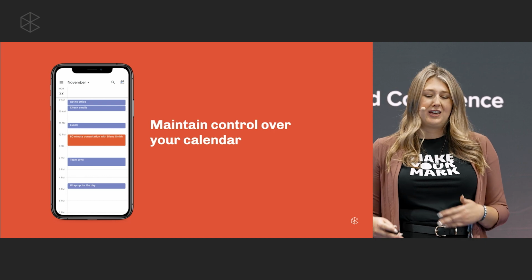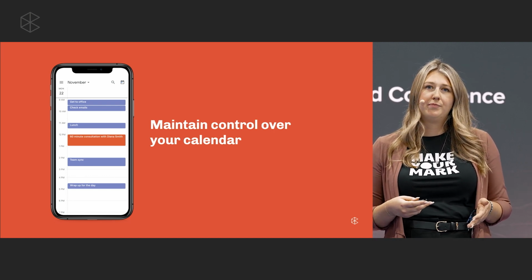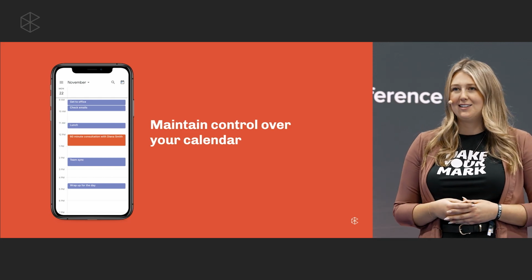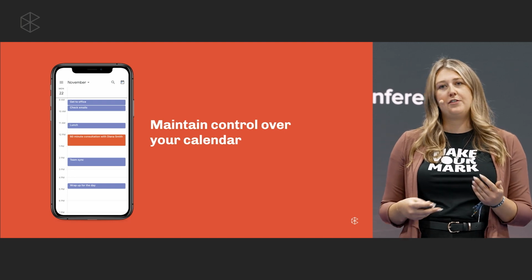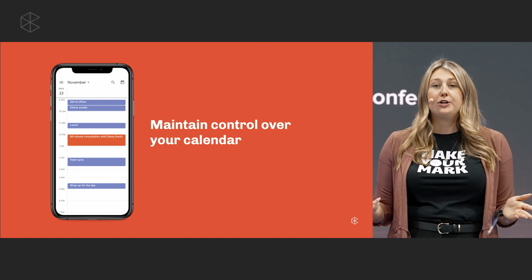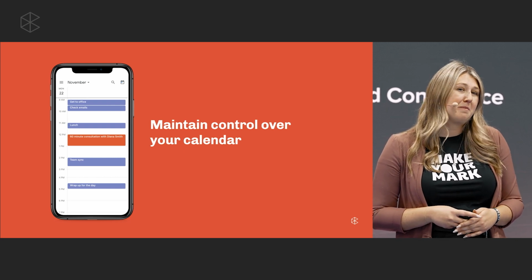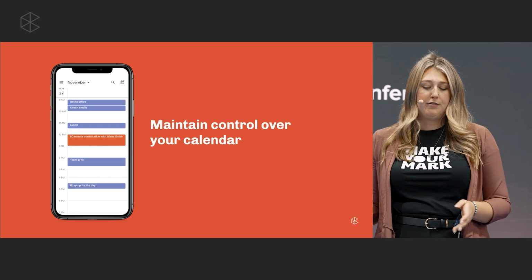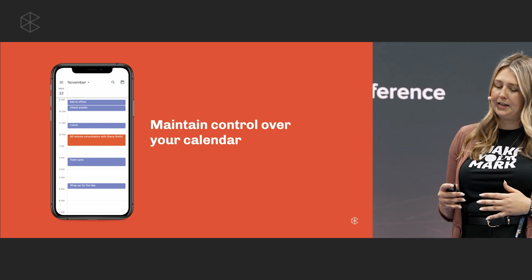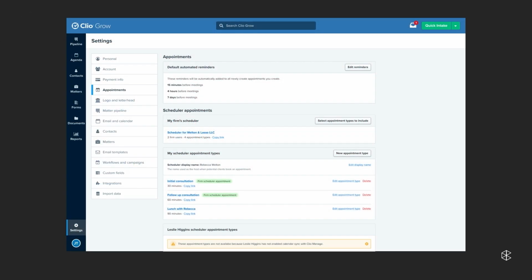Offering online scheduling can sometimes raise concerns about maintaining control over your calendar. Being booked in back-to-back meetings all day isn't fun and doesn't leave you with time to prepare for the next appointment, debrief, or simply take a break. Also, personal obligations may mean that you can't commit to having open availability. That's why Clio built features to help you maintain control over your calendar. Here's how you can set up Scheduler to maintain control over your day.